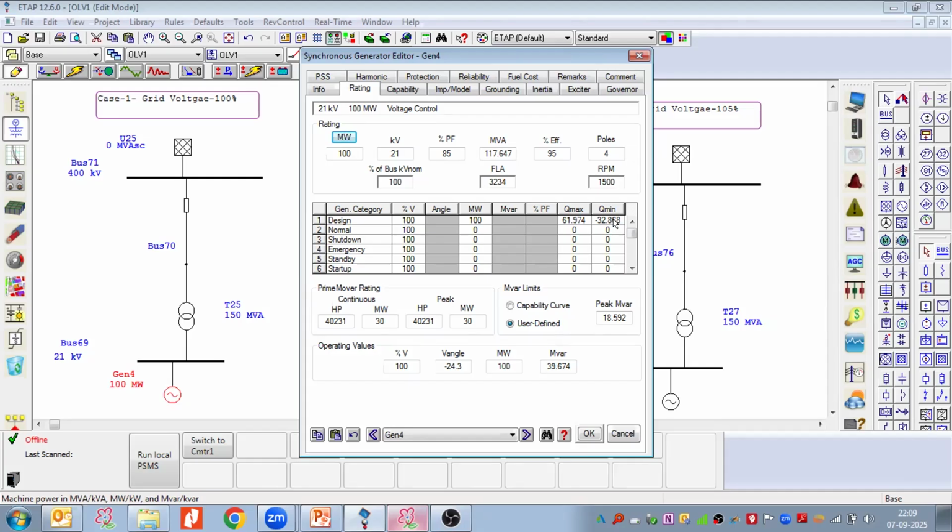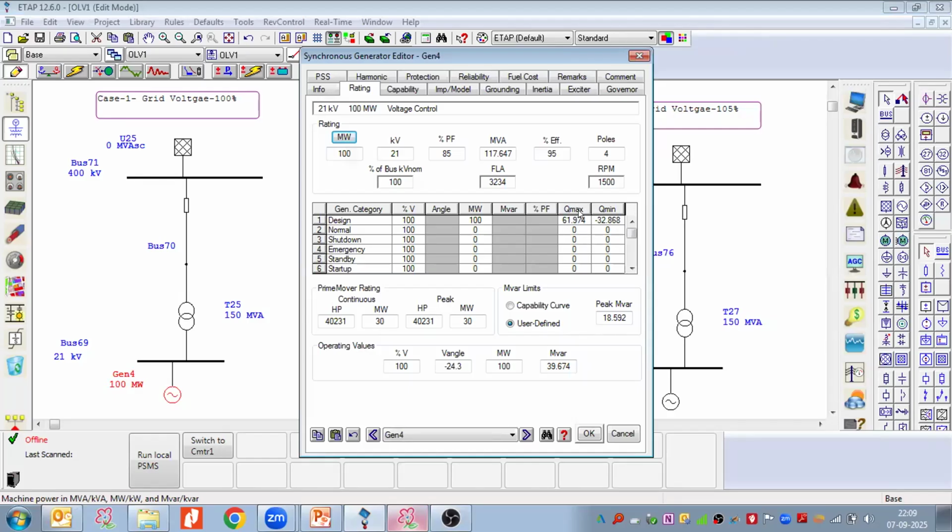I hope this is clear to everyone. And based on this, we have done some case studies as well. Are both values clear, how to calculate them? Yes, sir. Clear. First of all, we get the capability curve, and from that we enter the values.